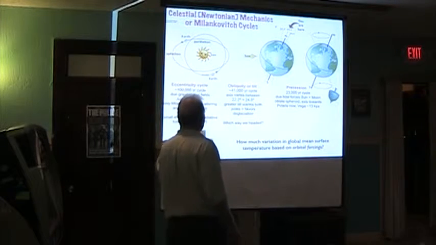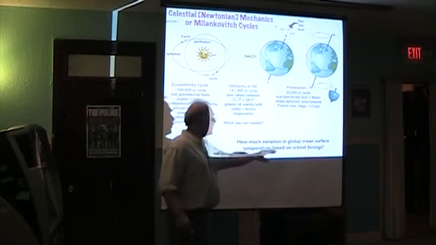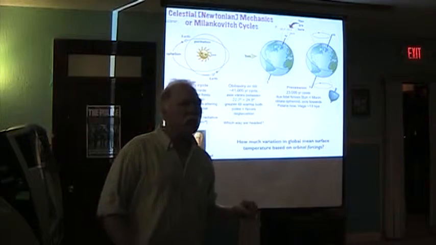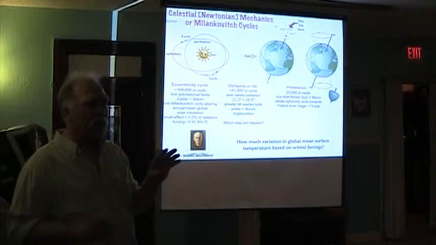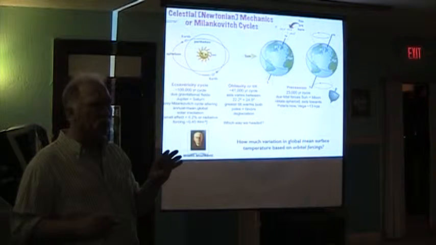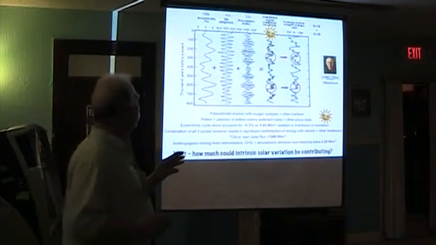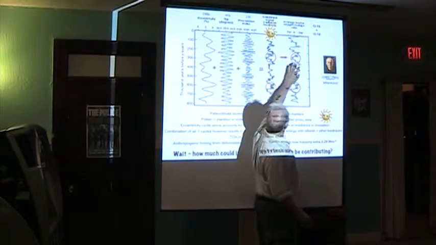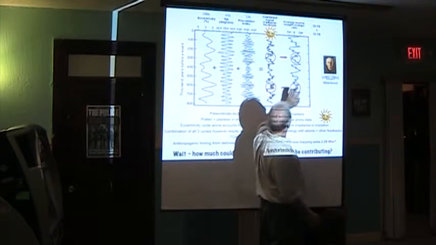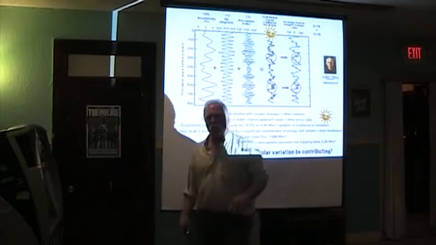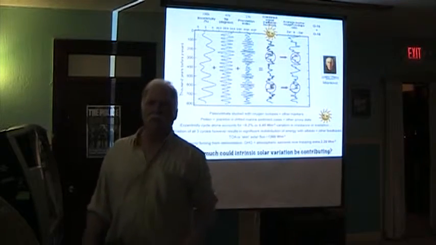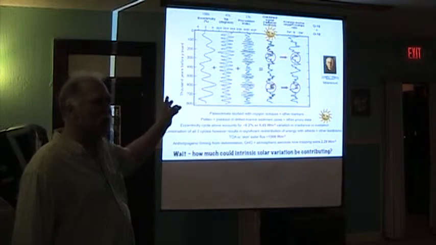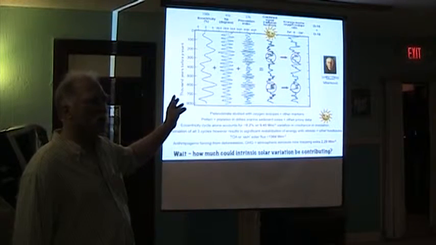All right. So my question is, how much variation in global mean surface temperature is based on orbital forcings? Now the next slide, I want you to look at the red circles. Ready? Here we go. Look at the red circles. Tell me, in your mind's eye, is that pretty much the same as that, and that the same as that? Yes. Do those overlap? Barb, you're not allowed to answer. You've seen this before. Okay, seriously though, will you accept my point that those look pretty close?